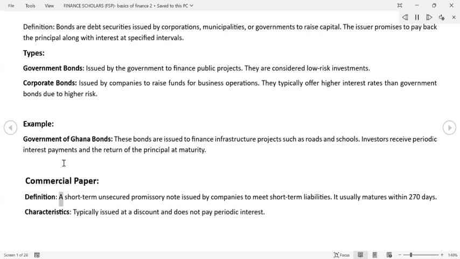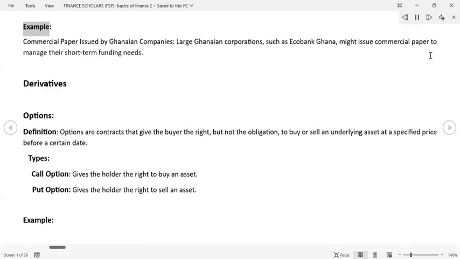Commercial paper. Definition. A short-term unsecured promissory note issued by companies to meet short-term liabilities. It usually matures within 270 days. Characteristics. Typically issued at a discount and does not pay periodic interest. Example. Commercial paper issued by Ghanaian companies. Large Ghanaian corporations, such as Ecobank Ghana, might issue commercial paper to manage their short-term funding needs.